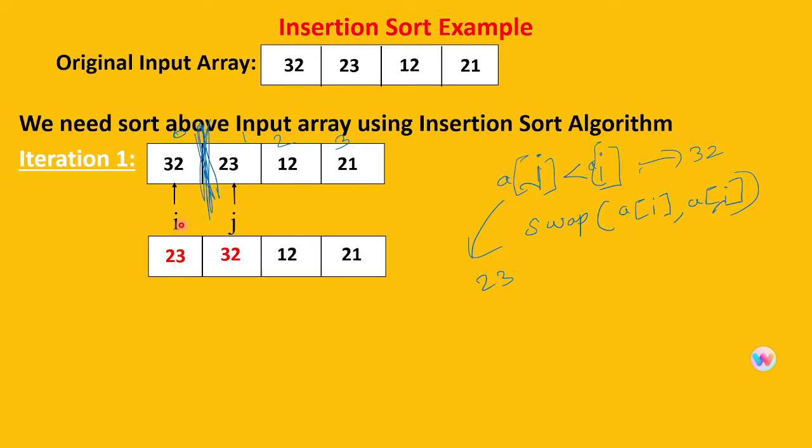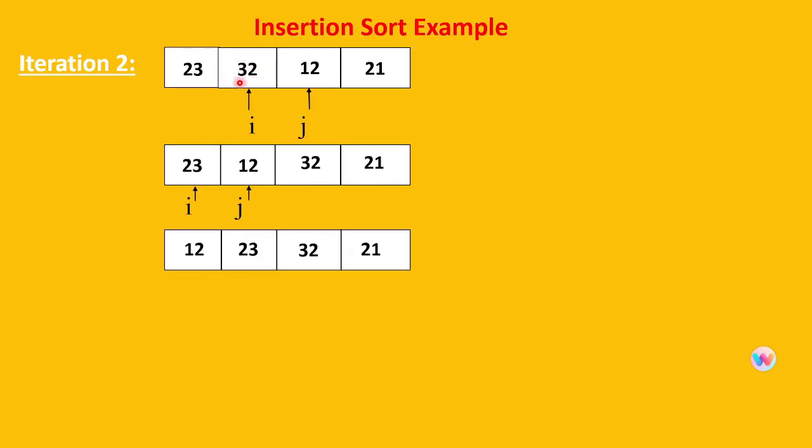Initially i was at the 0th position. Now i will be at position 1 and j will be at position 2. Wherever the i is, you have to put the marker like this. We can consider this entire part as the sorted part and this part as the unsorted part.